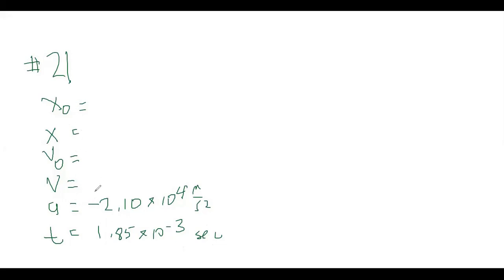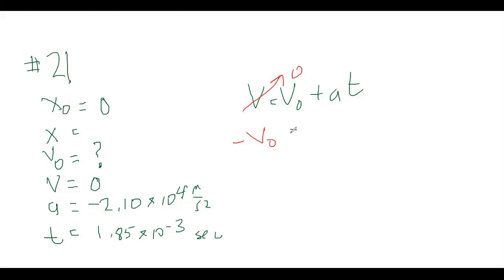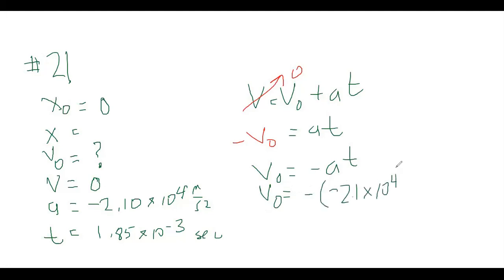So which variable is stops? Well, that is V. V, the final velocity, is 0. The initial position is 0 in the mitt and it goes a certain distance, which we don't have. Our goal is to find the initial velocity. All right, same equation as last time. It makes it easy. Now we have to get V naught by itself, so we subtract it from both sides. We know V is 0. That makes life easy. So this gives me negative V naught equals AT. V naught equals negative AT. V naught equals negative 2.1 times 10 to the 4th times 1.85 times 10 to the negative 3rd.